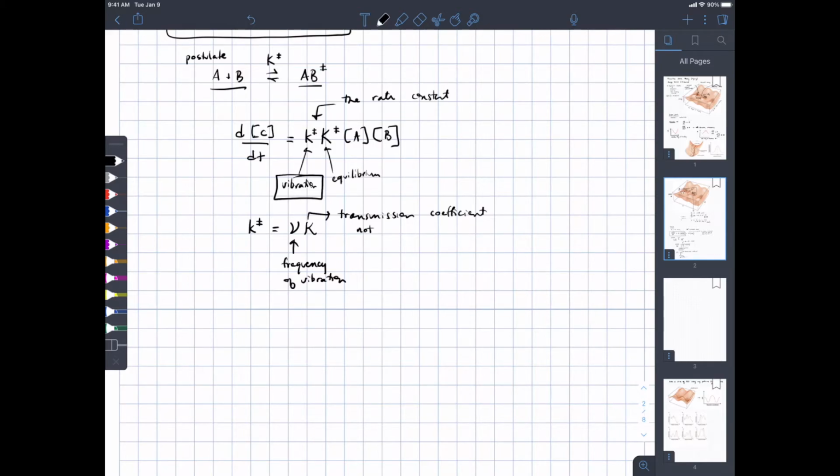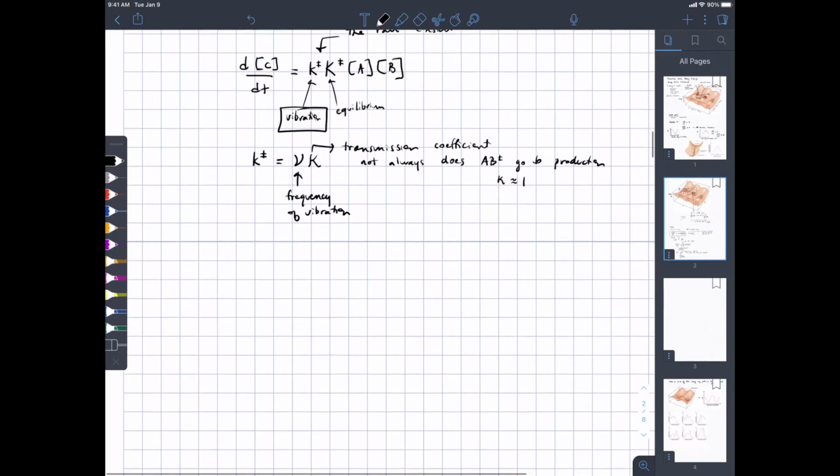So, not always does the activated complex go to product, because the vibration can take you in either direction. So it'll have values between 0 and 1. We're going to assume for the most part that kappa is pretty close to 1.